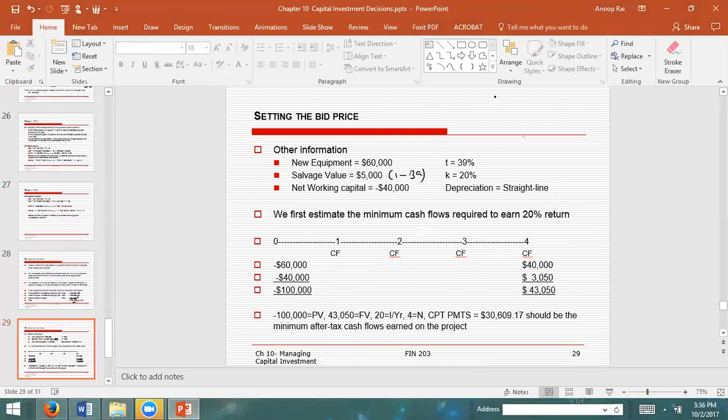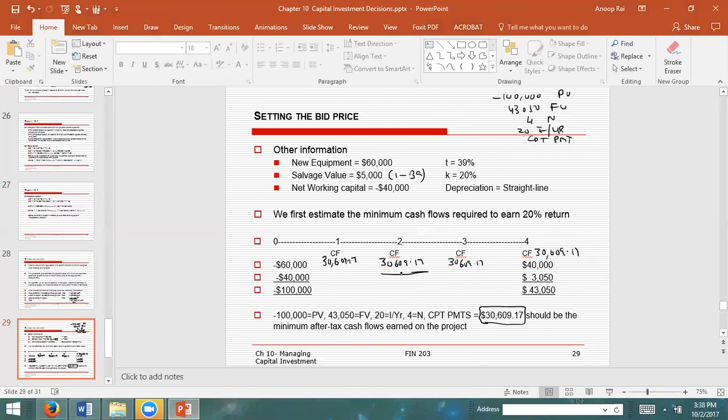So this makes it easy, because then what I can do, I can say, I do negative 100,000 is my present value. I have 43,050 as my future value. 4 is my N, and 20 is my I. Compute payments. So out will shoot 30,609.17. So that means if I can get net after all 30,609.17 as cash flows, then I should be okay. I will definitely earn the 20% return that I have. I'll dish out this, I'll get these, and my net present value will equal 0 at this point. So I will have a perfect 20% return.